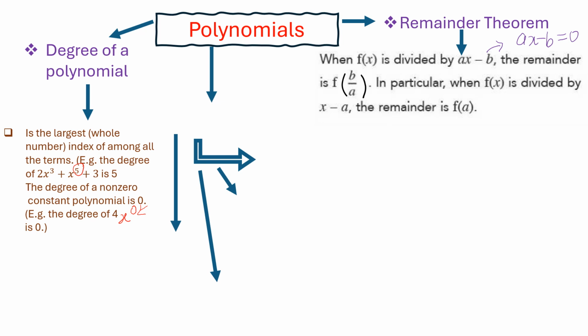You add b on both sides, you end up getting ax equals b. You divide by a on both sides. That's how you get b over a. So you're actually substituting your x to be b over a, and that is where you get your remainder. R stands for remainder. Likewise, if it's divided by x minus a, you let x minus a equal to 0, you're substituting x to be a, and f of a will give you your remainder. So this is the remainder theorem.